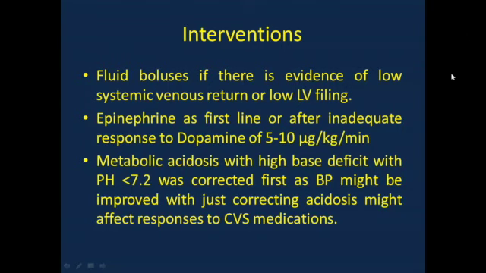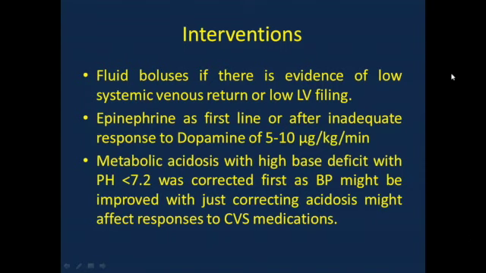So for category number 3, the physiologic approach or intervention could be fluid boluses if there is evidence of low systemic venous return or low filling of the heart. If the heart is not filling well, you probably have to prime the heart with enough volume before considering inotropes. Giving inotropes on top of an empty heart is not really good for the circulation.